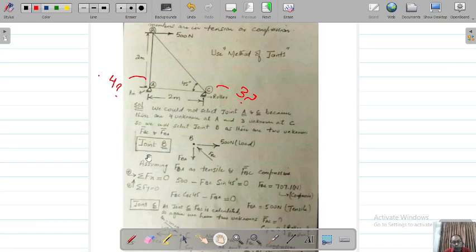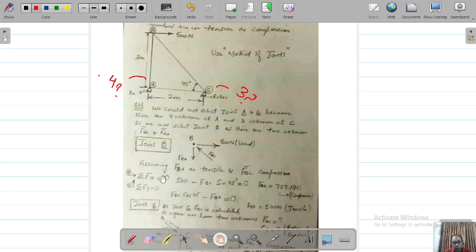Okay, so once we select joint B, if you look at it, there is this 500 Newton force, then there is this force BC, and then there is this force BA. So we assume that force BA is tensile, and we assume this force BC as compressive. Okay, it is our choice. You can assume the other way around. If your assumption is right, your answer will be positive, and if your assumption is wrong, your answer will be negative.